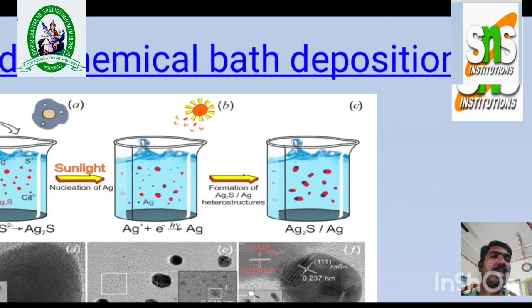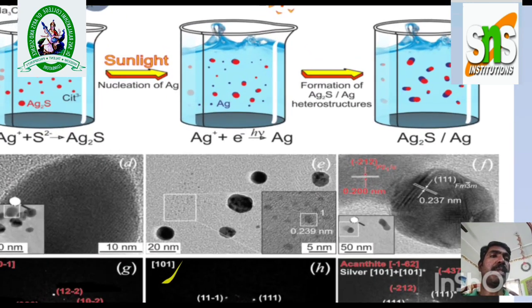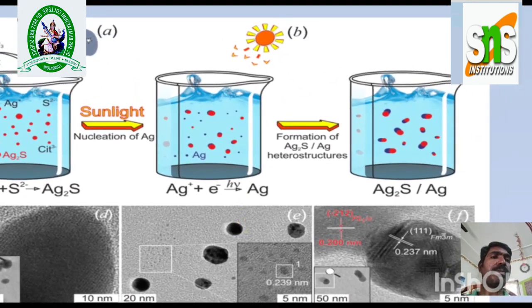In this, the most important thing is how we are going to form the nucleation. Okay, so after the formation of nucleation, when we're going to keep any substrate, the substrate should be well cleaned. So when we keep the substrate, after the completion of the chemical reaction, the chemically bonded Ag and then sulfur, they are searching for a place to deposit.